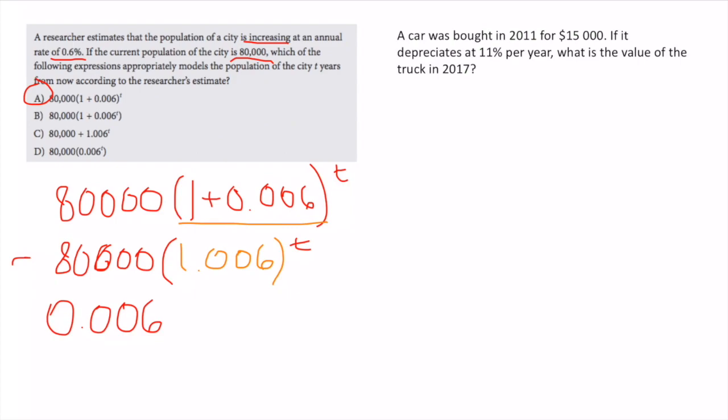So b is incorrect because the exponent t is inside the bracket, which just does not follow the formula. c is incorrect because we're adding these two numbers together instead of multiplying. And d is incorrect because we do not have a 1, so they're not going 1 plus 0.006.